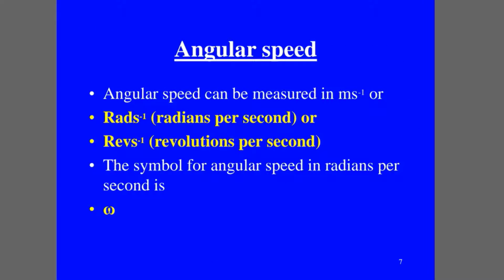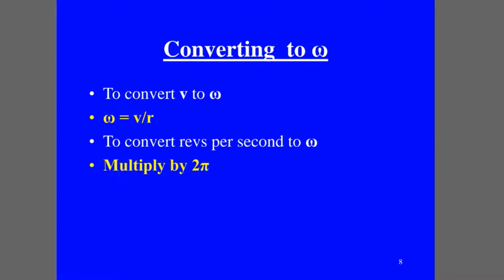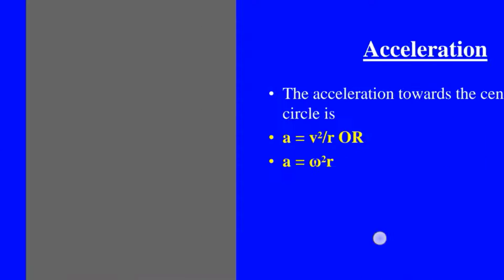Angular speed: what is meant by angular speed? Angular speed can be measured in meters per second, radians per second, or revolutions per second. The symbol for angular speed in radians per second is omega. Let's go to the next slide. How would we convert speed into angular speed? To convert velocity into angular velocity, omega equals v by r, where v is the velocity and r is the radius of the circle. To convert revolutions per second to omega, multiply by 2 pi.